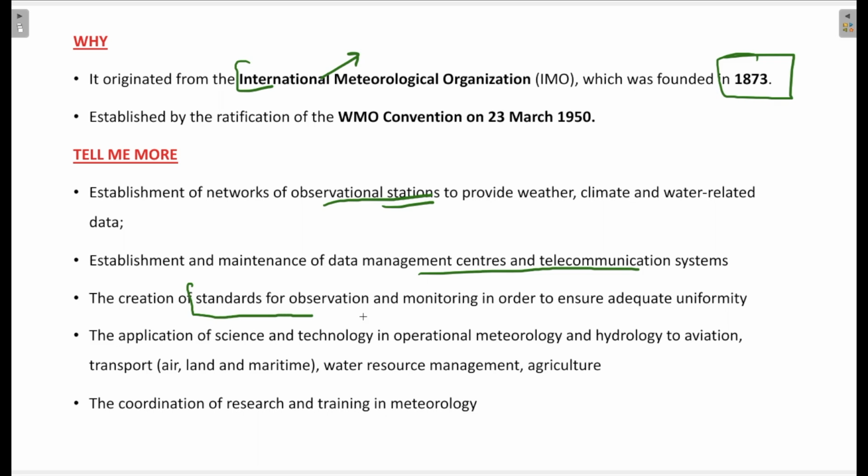monitor them in order to ensure uniformity all over the world, or all over the organizations which are established for studying the Earth's behavior. The next one is the application of science and technology in operational meteorology, and the last focus area is providing research and training in this sector.